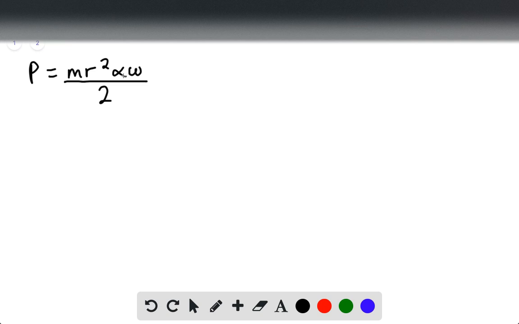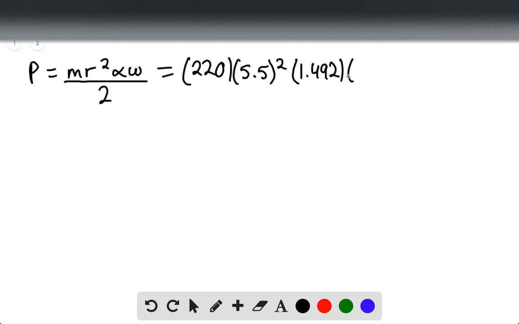This alpha is going to be positive because that's the angular acceleration that we have to overcome due to friction. We calculated that here. So here, this is going to be positive because we want to counteract friction. So this is going to be 220, and then r will be 5.5 squared, and then alpha will be 1.492 positive, and then this will be 7.6 pi, all divided by 2.